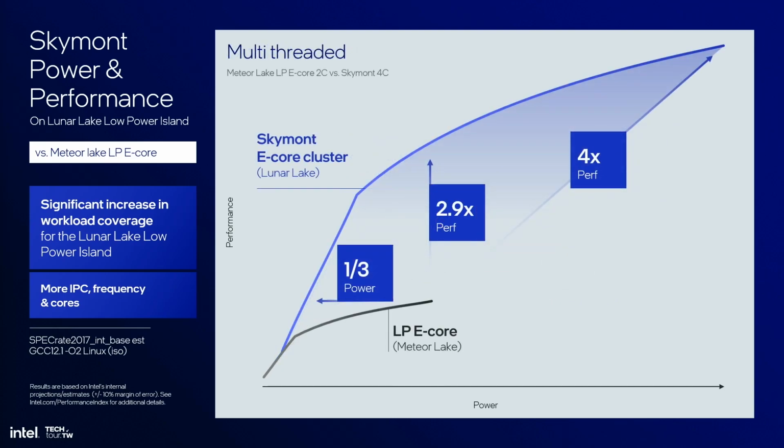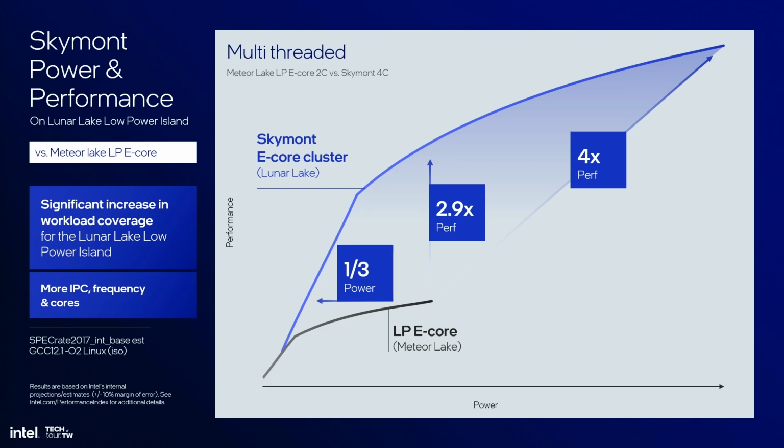Here, I'm comparing 2 cores against 4. So this isn't ISO work, but this is power perf. Again, 1/3 the power for the same peak performance. So running those 2 LPE cores in Meteor Lake at their full frequency, we're 1/3 the power for the same performance. Now we're 2.9x the performance at the same power, and we're 4x peak to peak.